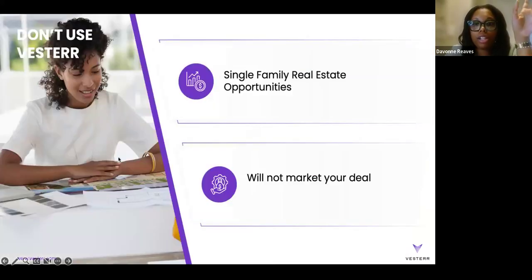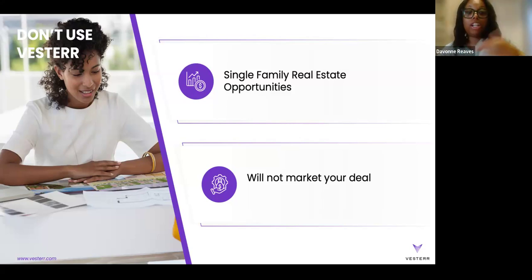So don't use Vestor if you're looking for single family real estate opportunities, or if you're looking to invest in single family real estate opportunities. That's not what we do here. We only focus on commercial real estate. That's a whole other world that I'm not trying to get into. And we will not market your deal for the folks who may be thinking about raising capital on Vestor. We're just a marketplace. As you can see, there are other deals, so we just can't market your deal on its own. So you have to market your deal.